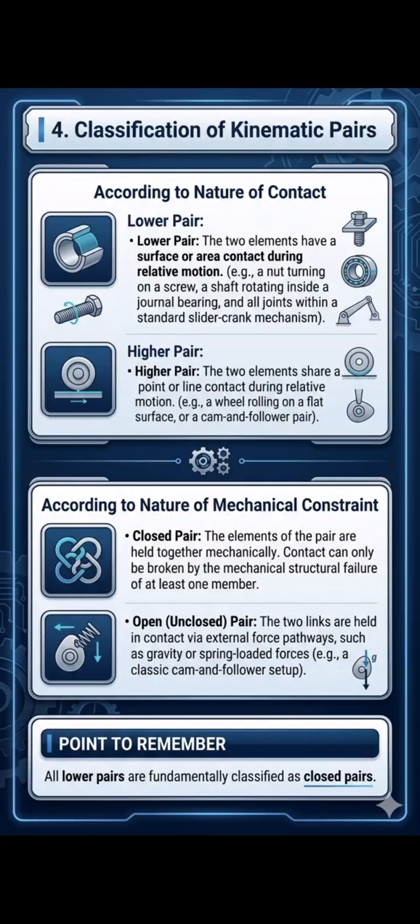and follower pair. According to nature of mechanical constraint: closed pair. The elements of the pair are held together mechanically. Contact can only be broken by structural failure of at least one member. Open or unclosed pair: the two links are held in contact by an external force such as gravity or spring-loaded force. Example: a classical cam and follower setup. All lower pairs are fundamentally classified as closed pairs.